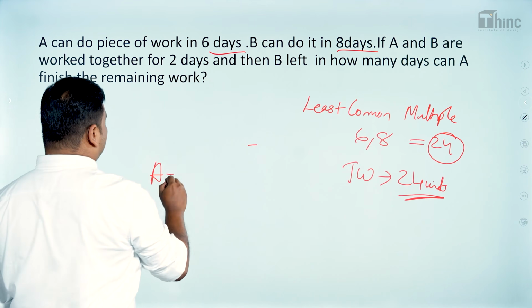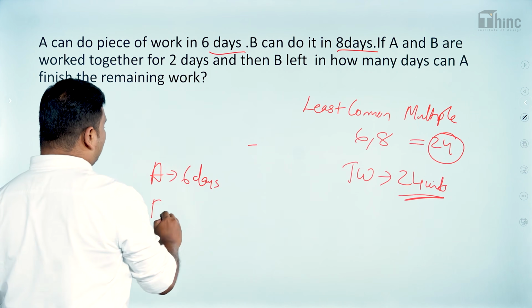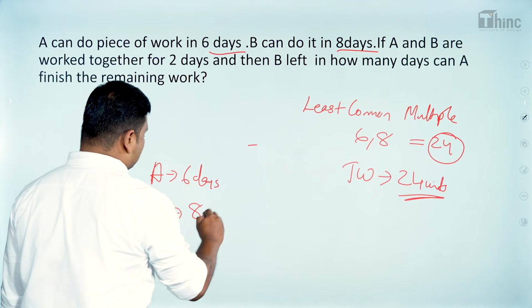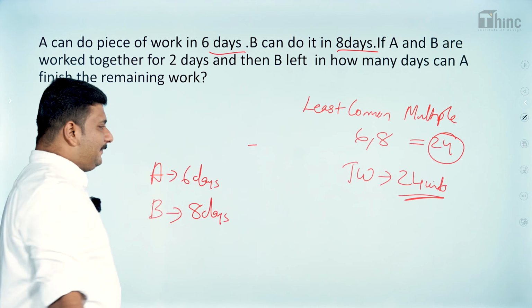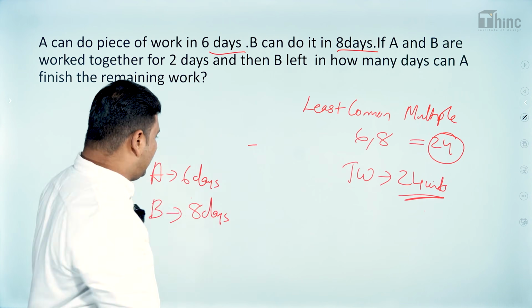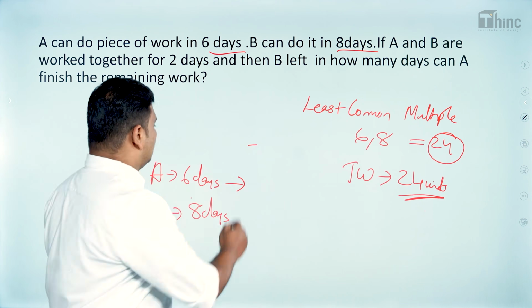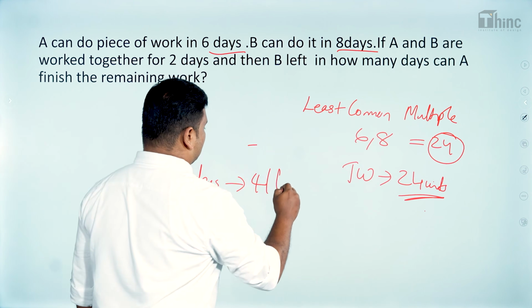So A can finish the entire work in 6 days. Now, if B alone is working, he can do the entire work in 8 days. So if we assume total work as 24 units, and if A can do that in 6 days, A can do how many units per day? It is 24 by 6, 4 units per day, right?